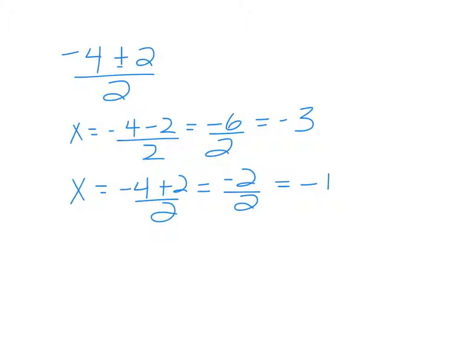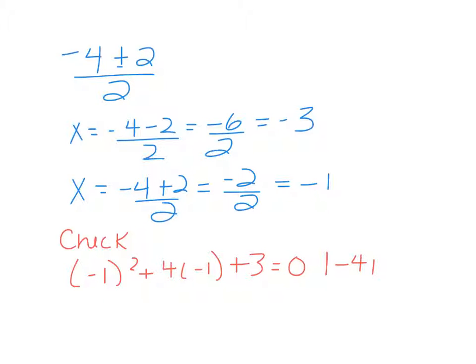Now if we substitute that back into the original equation, which we should always do to check and see if we are correct, that'll be negative 1 squared plus 4 times negative 1 plus 3 is equal to 0. And that'll give us 1 minus 4 plus 3 equal to 0. 1 minus 4 is negative 3, plus 3 will equal 0.